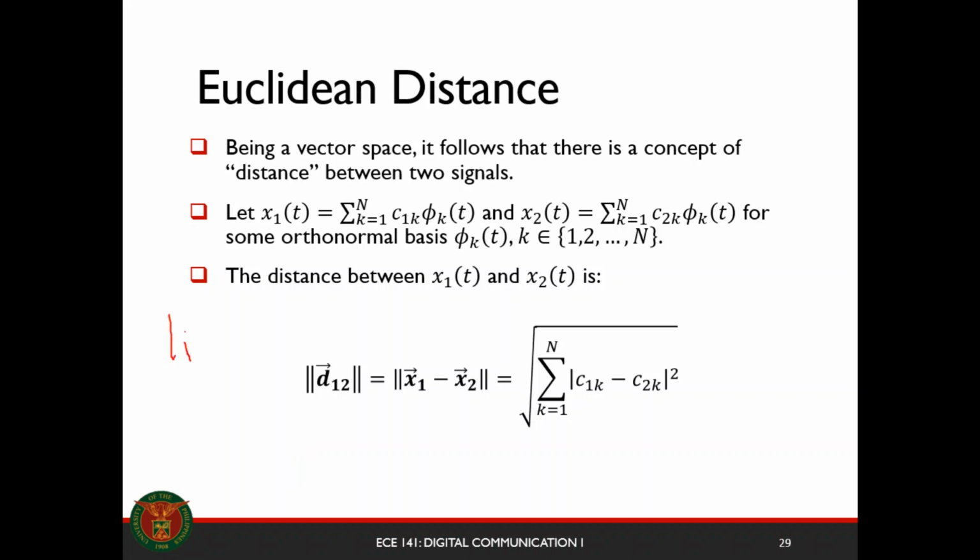So this is the likeness between two signals. If the distance between two signals is 0, that means they are the same signal. Okay? So this is an important concept when we're going to deal with what we call digital symbols. And more about that in the next lecture.